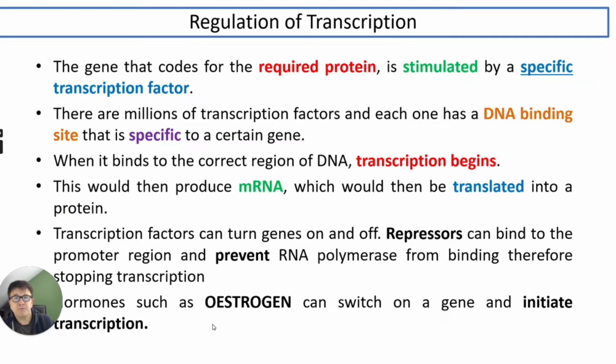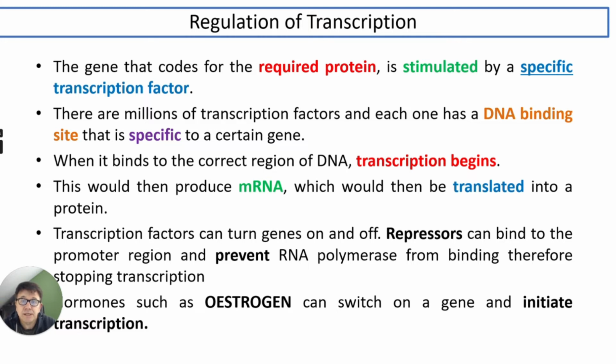Okay, if you didn't regulate transcription, then your cells would continually produce proteins, and you don't want that to happen all of the time. So as it says here, the gene that codes for the required protein is stimulated by something called a transcription factor, or a transcriptional factor. There are millions of these transcription factors, and each one has a DNA binding site that is specific to a certain gene. So when it binds to the correct region of DNA, that means that transcription will begin. So it produces mRNA, which then is translated into a protein.